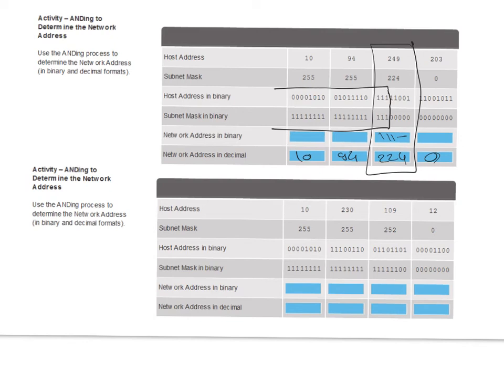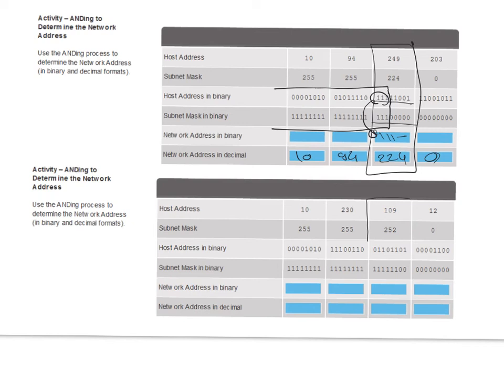For this one, it will depend on what you said. Now I AND this with this. So these bits will stay the same. And these bits, regardless of what they are, ANDed with 0. Anything ANDed with 0 is 0.